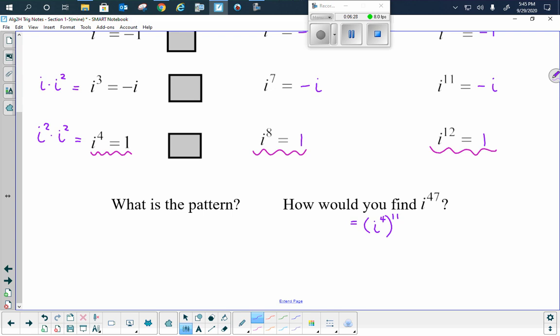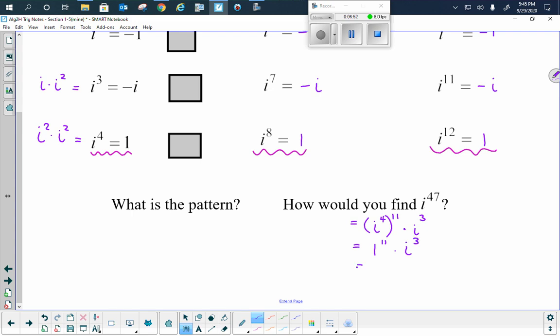And then you need to multiply it by i to the, from 44 to 47 is 3 left, because when you multiply like bases, you add the exponents. So that should be i to the 47th to you, if you think about that. And then i to the 4th is 1. So 1 to the 11th power is really what's sitting there, times i cubed.